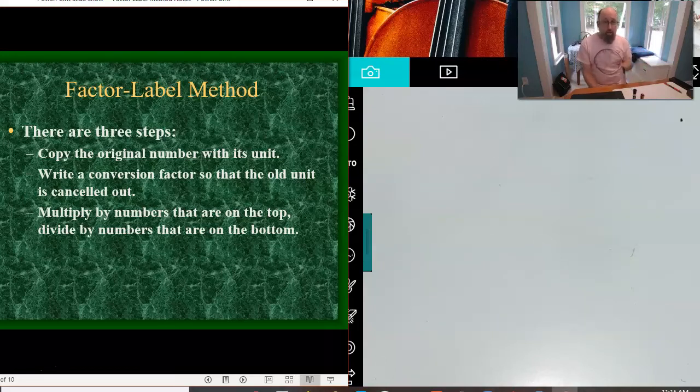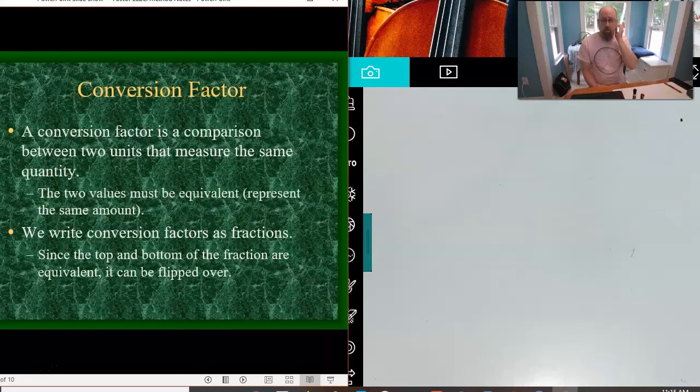And if you do that step by step, and you don't skip any steps, you label everything, which is why it's called the factor label method, then you can get through any problem, and the math at the end can be relatively straightforward for you. All right, so writing a conversion factor is what we want to practice today.